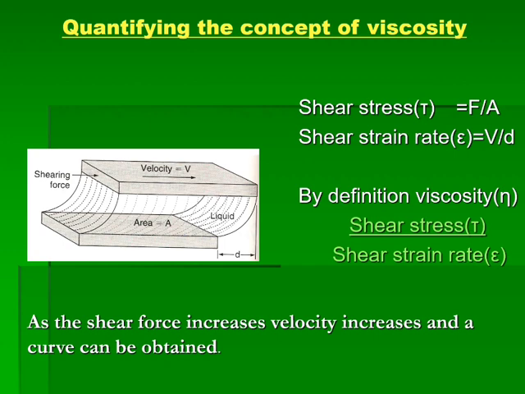Next, we have to understand how to quantify the concept of viscosity. For viscosity, we have shear stress tau, which is force upon area. Then we have shear strain rate, which is V upon D. So by definition, viscosity is shear stress upon shear strain rate. As the shear force increases, velocity increases and a curve can be obtained.